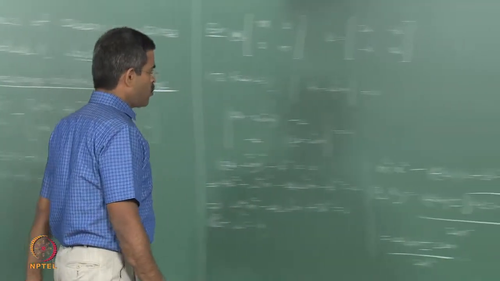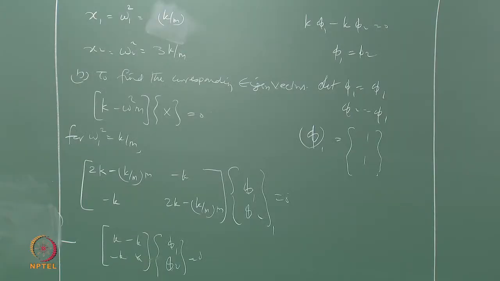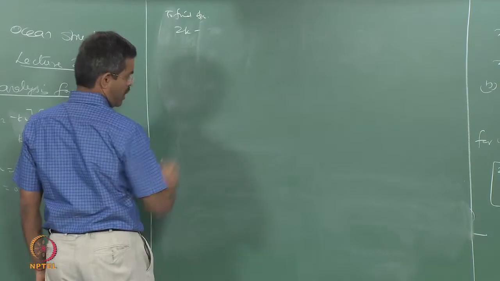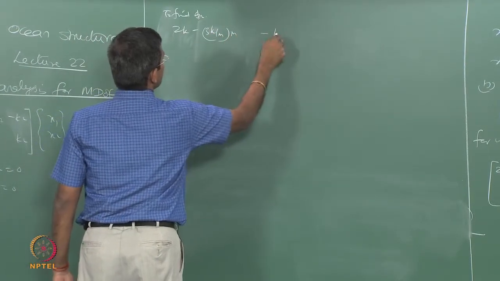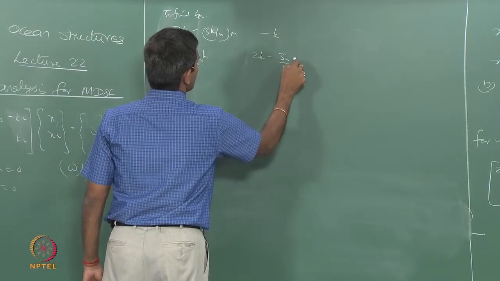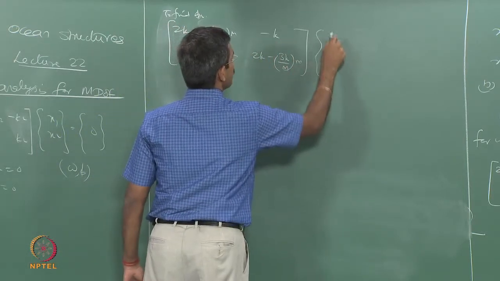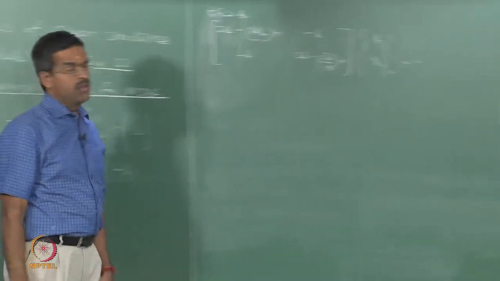So, similarly substitute omega 2 square as 3k by m. So, to find phi 2, 2k minus 3k by m of m, minus k, minus k, 2k minus 3k by m of m, a matrix multiplied by a vector of phi 1 phi 2, but of the second vector, set to 0.